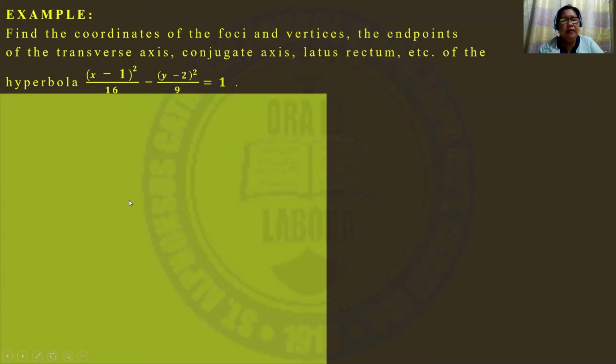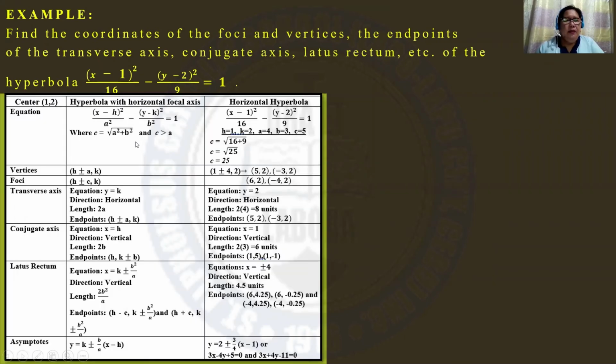Next. Let us have an example. Find the coordinates of the foci, vertices, the endpoints of the transverse axis, conjugate axis, latus rectum, and the other parts of the hyperbola given the square of x minus 1 over 16 minus the square of y minus 2 over 9 is equal to 1. So, following this formula, for the equation, the square of x minus 1 over 16 minus the square of y minus 2 over 9 is equal to 1.